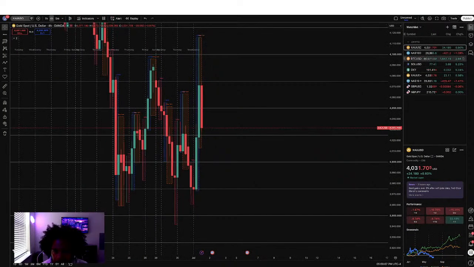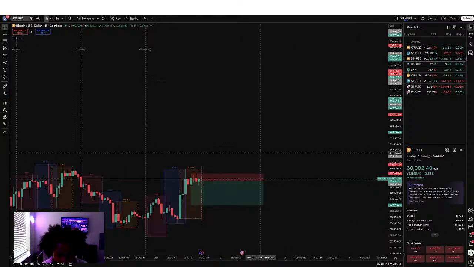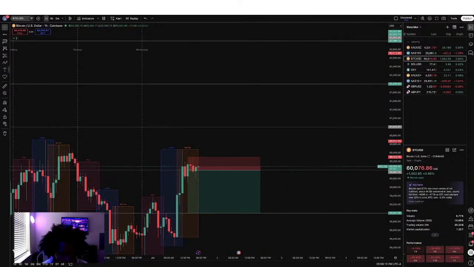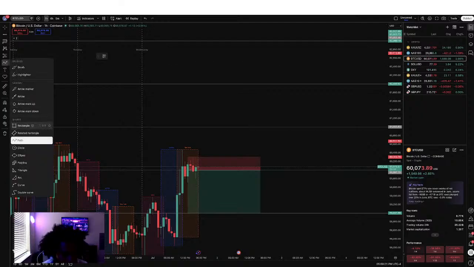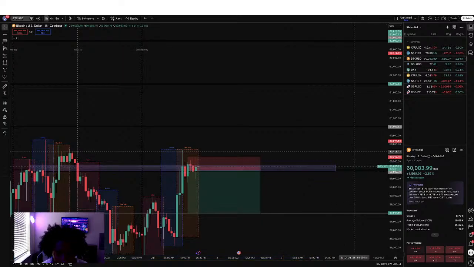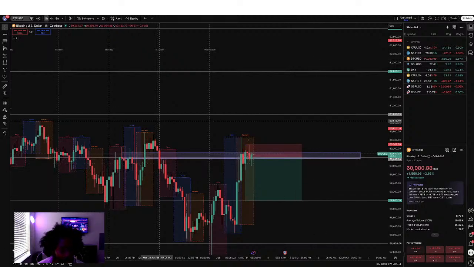Let's see what else we have. We have Bitcoin. Let's see what Bitcoin is doing. Bitcoin is probably going to try to make its way up. Looks like it's rejecting off of this right here. So Bitcoin looks like it's breaking through this resistance and it's trying to make it a support.